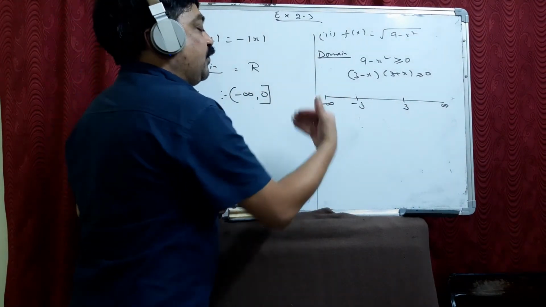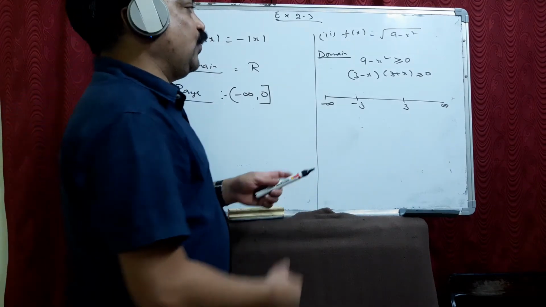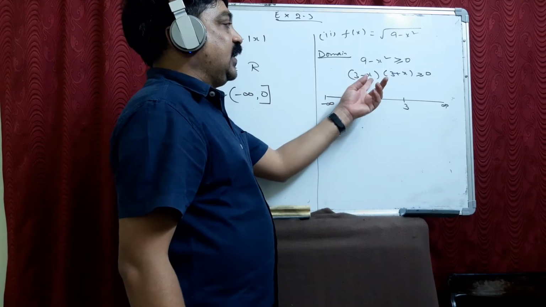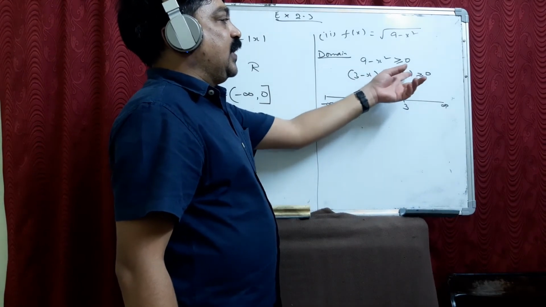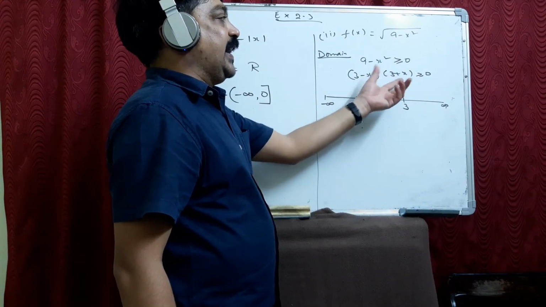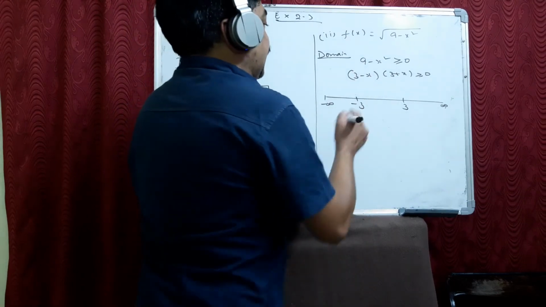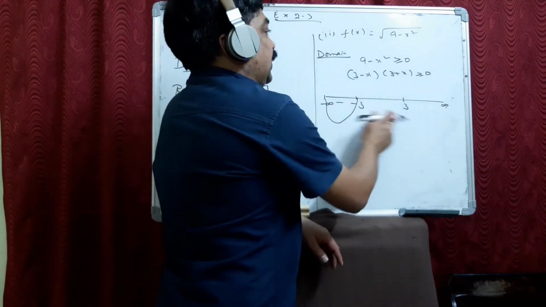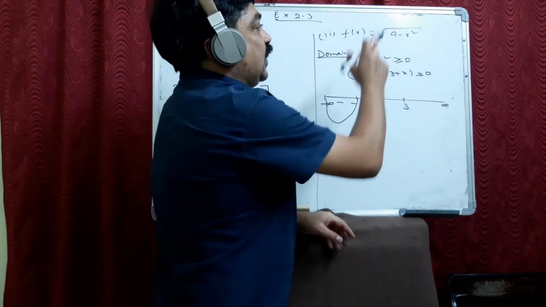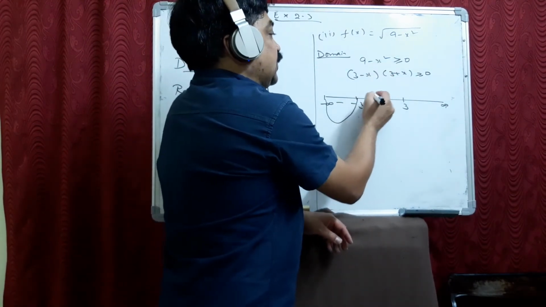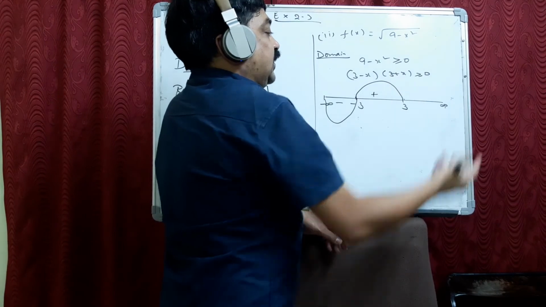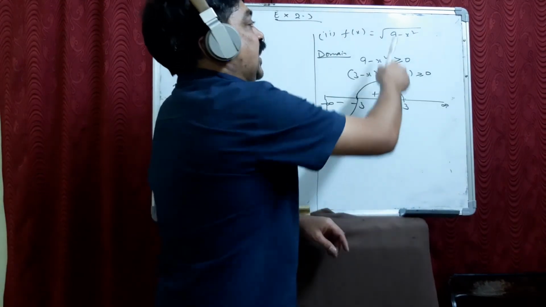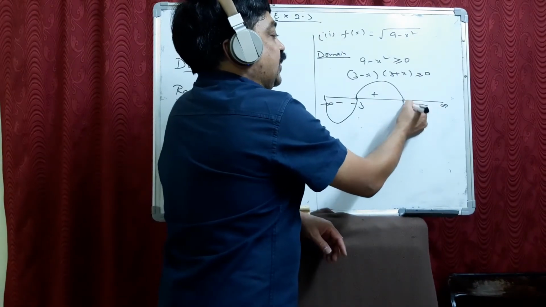Take any value before minus 3. Let us take minus 4. Substitute here. It becomes 7 and it becomes 3 minus 1, minus 1. 7 and minus 1, negative. You get negative here. And between minus 3 to 3, substitute x as 0. 9 minus 0, it is positive. After 3, take any value, some 5. 9 minus 25, negative, you are getting negative.